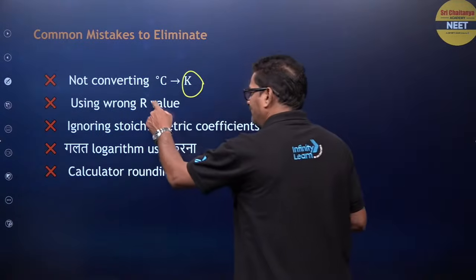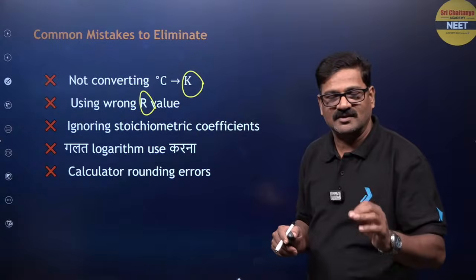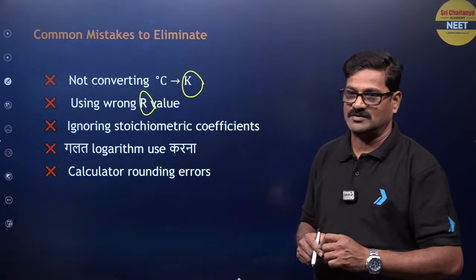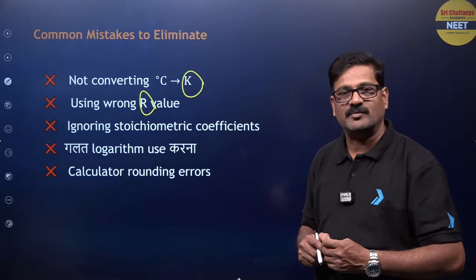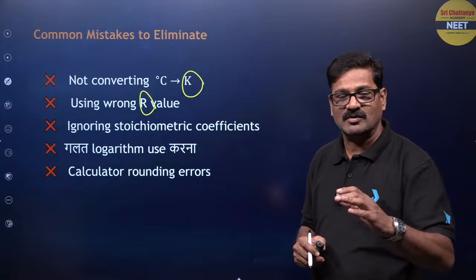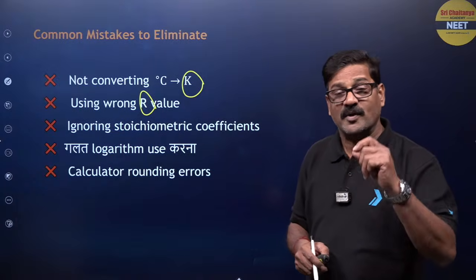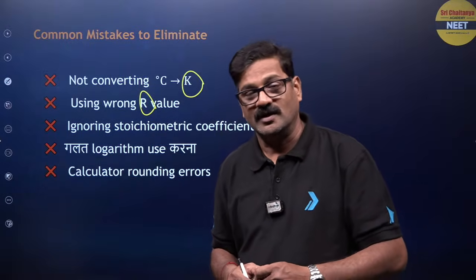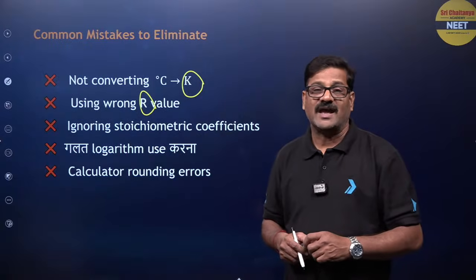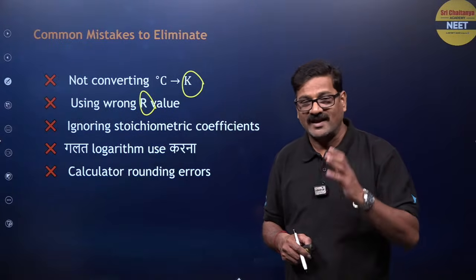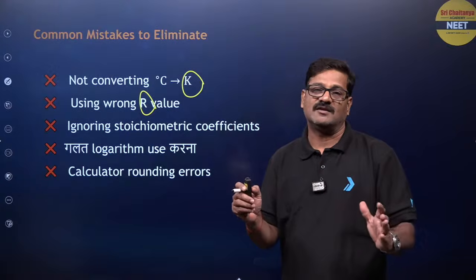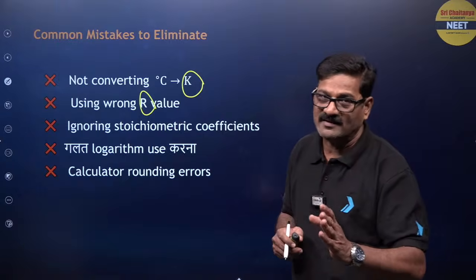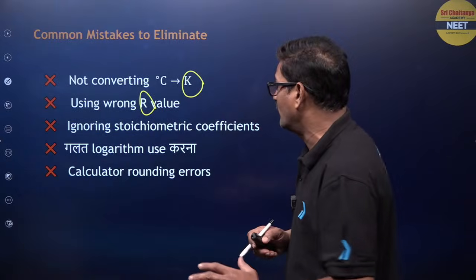Using a wrong R value. If you are solving in SI units or in CGS units, you just need to know what R value you have to use. R value is 8.31 for joule Kelvin inverse mole inverse, 0.0821 liter atmosphere mole inverse Kelvin inverse, 1.98 calorie Kelvin inverse mole inverse. So like that, you need to know the various R values depending on these units. If you don't know the exact unit, it is going to be a big problem.